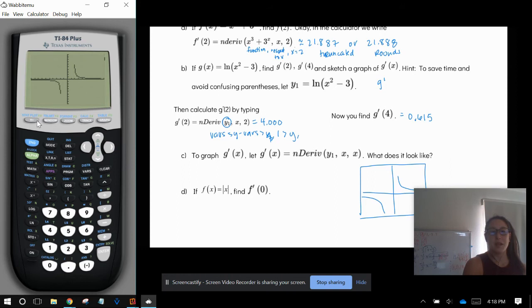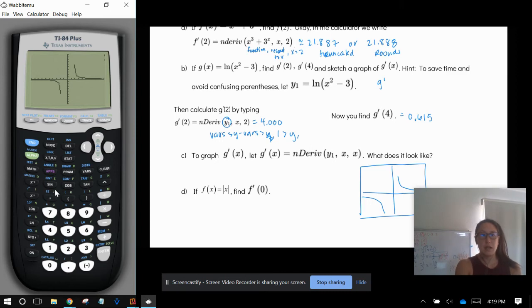Real cool. Another option for you is to just write in n-deriv of the function. Whoa, okay, try again. N-deriv of ln, you're not going to make that mistake this time, x squared minus 3, comma x, comma x. Okay, and I'm only going to graph the third function. It should look like the normal old derivative. Okay.